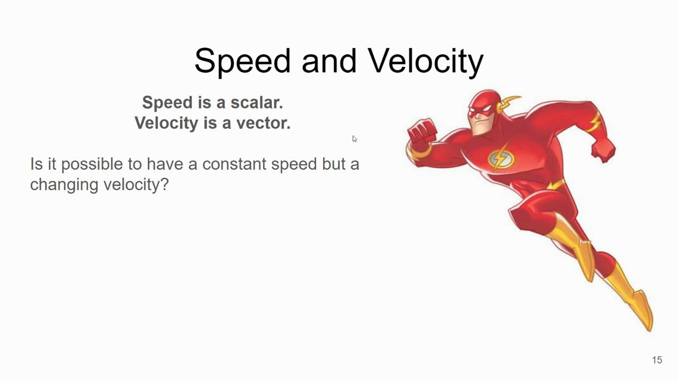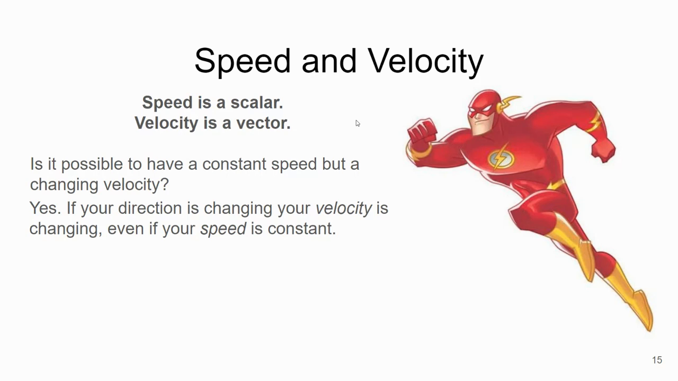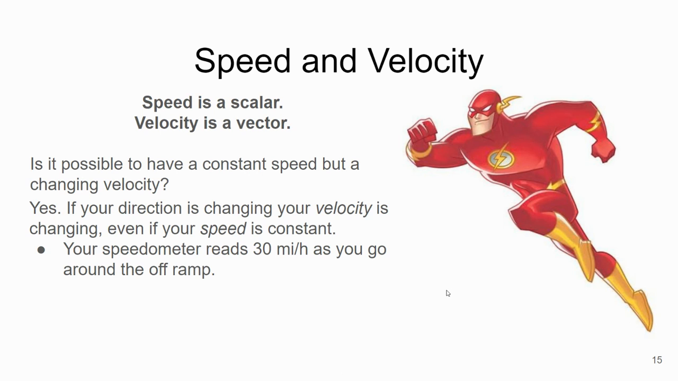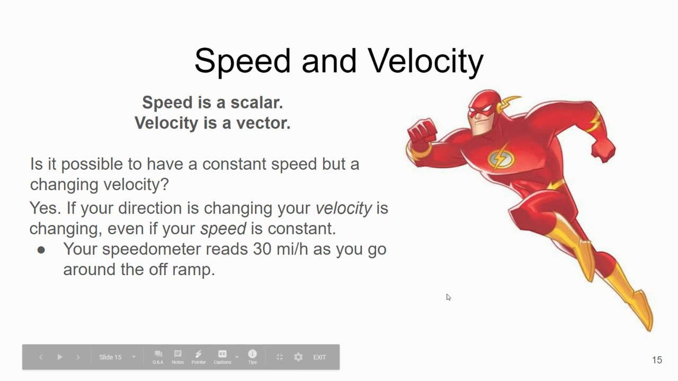So is it possible to have a constant speed but a changing velocity? The answer is yes, because velocity consists of magnitude and direction. If either one of those things is changing, then your velocity is changing. So if you're driving your car, you're on the off-ramp, so you're making a turn, even if your speedometer is pegged at a constant 30 miles per hour, because you're turning, you're constantly changing direction. Therefore, your velocity is changing.